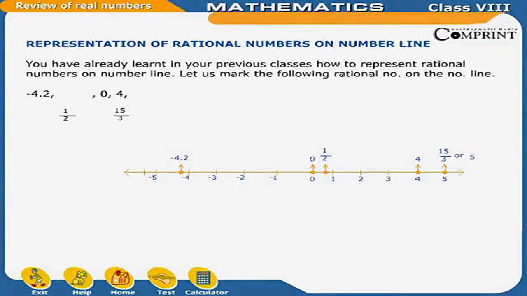Representation of rational numbers on number line. You have already learnt in your previous classes how to represent rational numbers on the number line. Let us mark the following rational numbers on the number line: minus 4.2, 1 upon 2, 0, 4, 15 upon 3. You can see from the given figure that these points are marked at different locations: minus 4.2 on the left hand side of 0, and 1 upon 2, 4, 15 upon 3, which is equal to 5, on the right hand side of the number line.